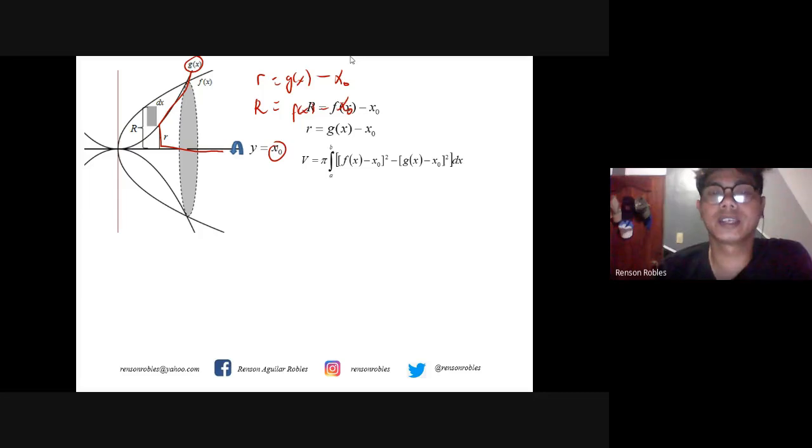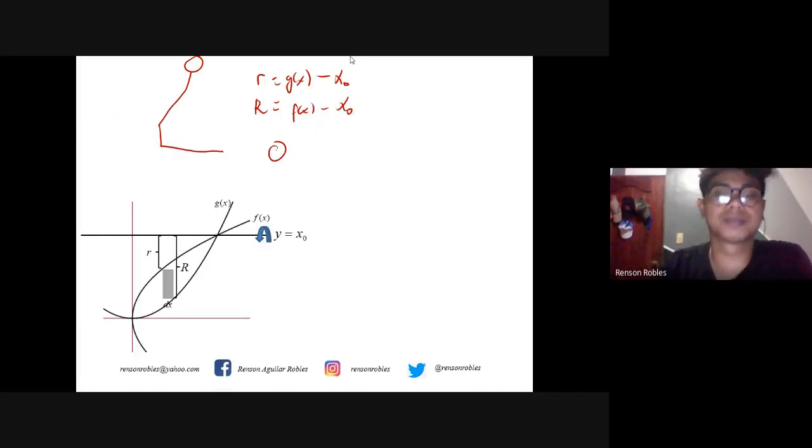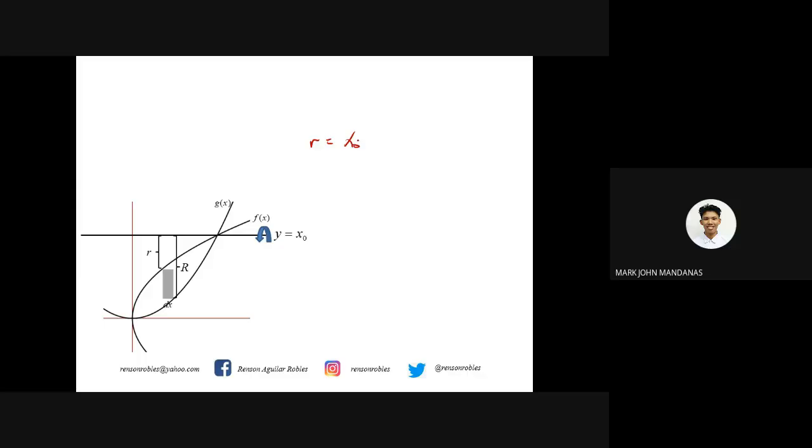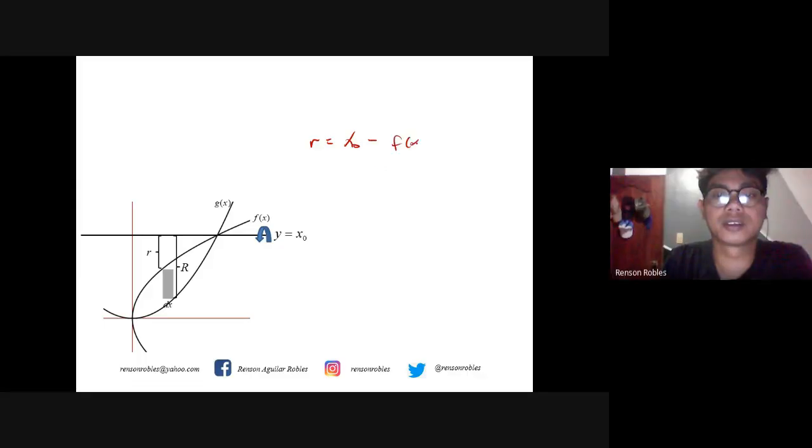Then, if it is located above, what is your small r? Y naught minus f of x. Okay, good. Then capital R is y naught minus g of x. And you have this volume.